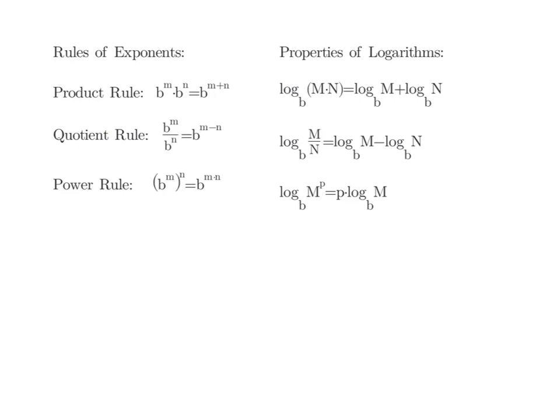We also had a power rule. B to the m raised to the n is equal to b to the m times n. For our logarithmic rule, we have log base b of m raised to the p. What we do is we take our p and we move it to the front, so we get p times log base b of m. Now, just like when we worked with roots, we said sometimes we combine and sometimes we separate. We're going to do the same thing with our logarithms.